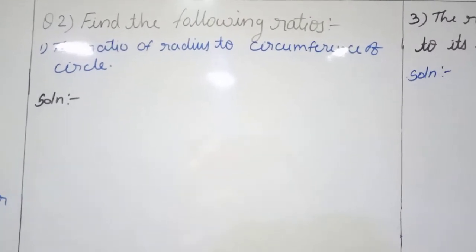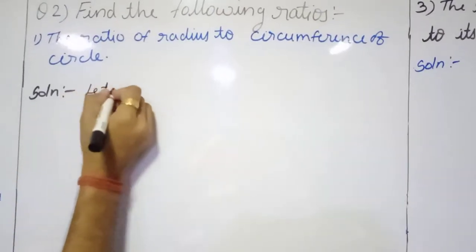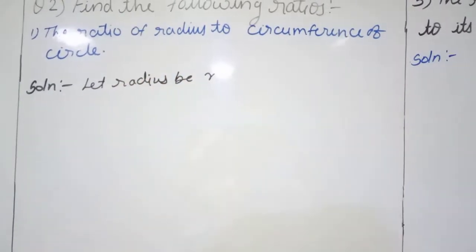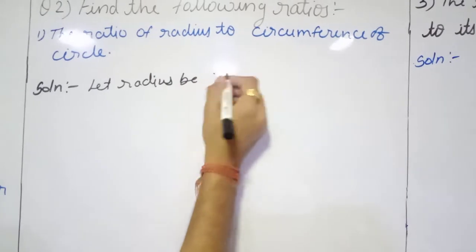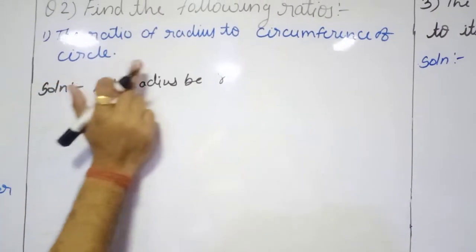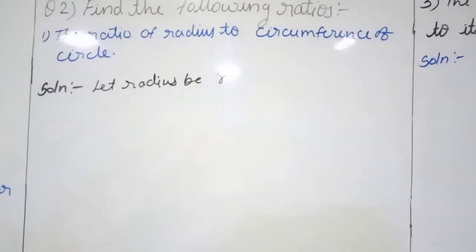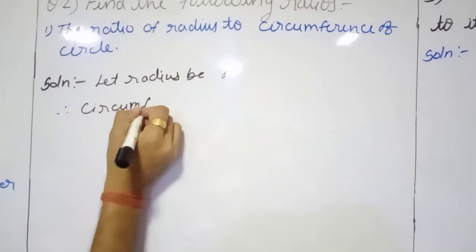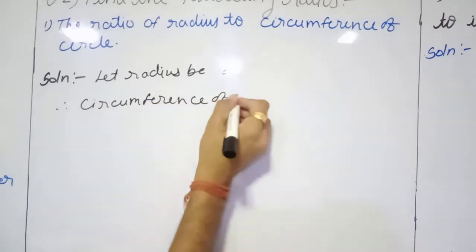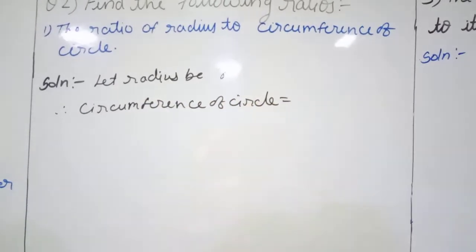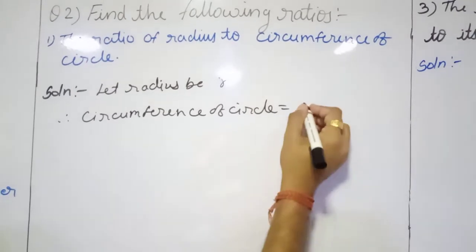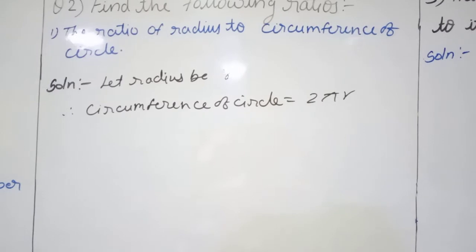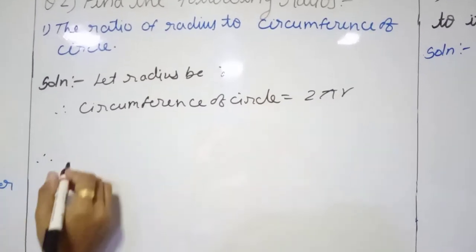So let the radius be r. We assume that the radius is r. So the ratio of radius to circumference. We have the radius. Now, the circumference of a circle is equal to, what is the formula for that? 2 pi r. Circumference of a circle is 2 pi r. Therefore, find out the ratio.